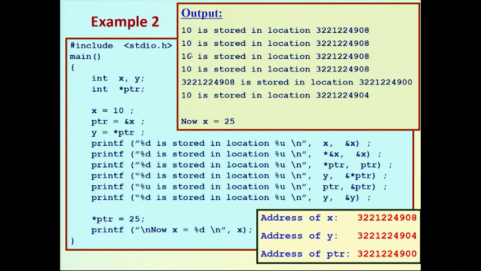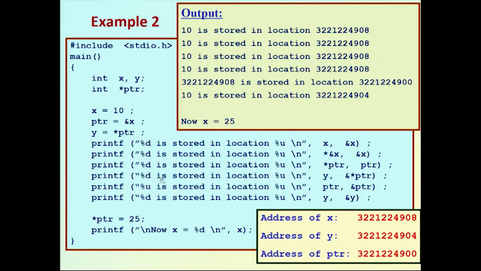See, star PTR is the third line, star PTR is 10 only. Its location is PTR. Because PTR is nothing but ampersand x, so these are all ampersand x because PTR is ampersand x. So 10 is stored in that location.